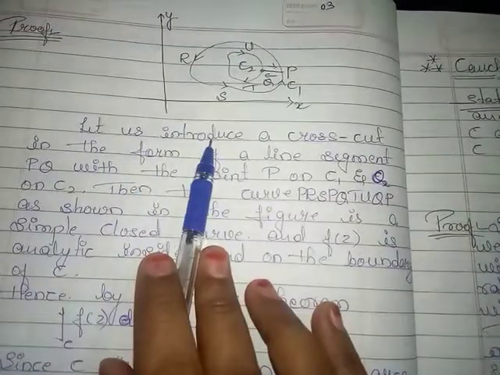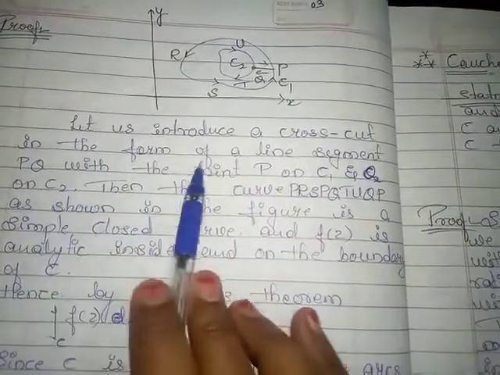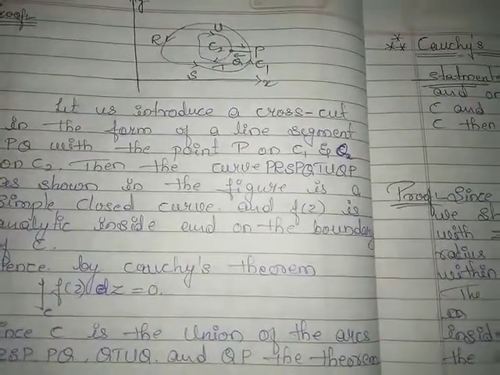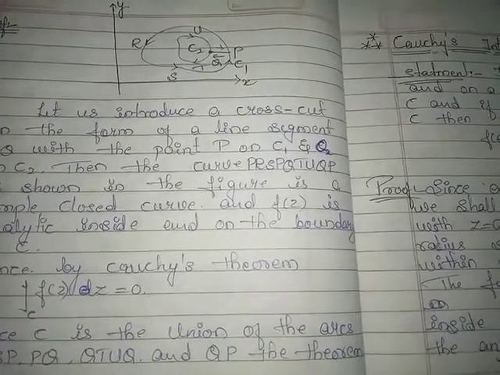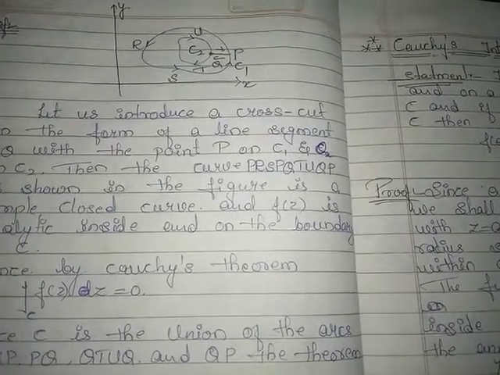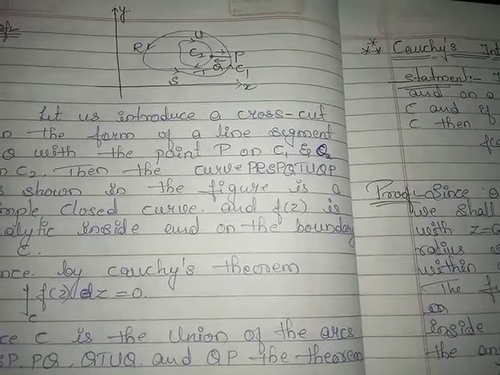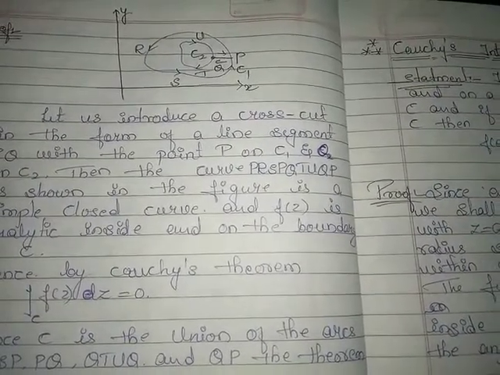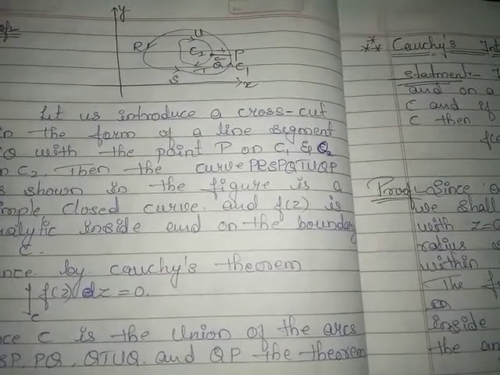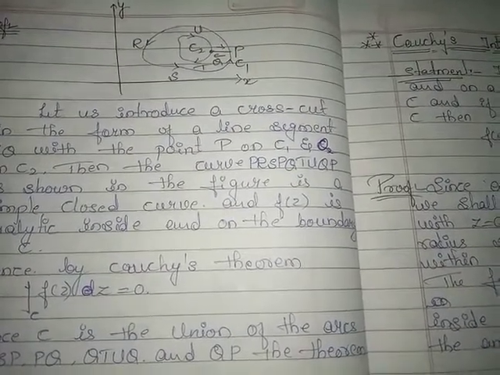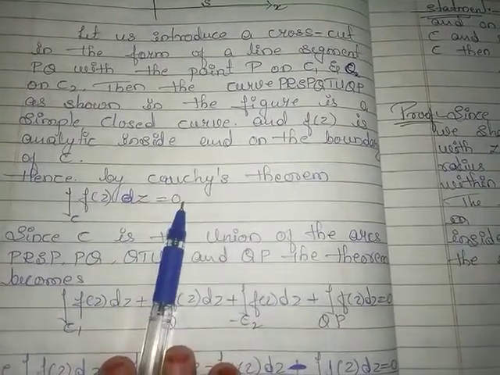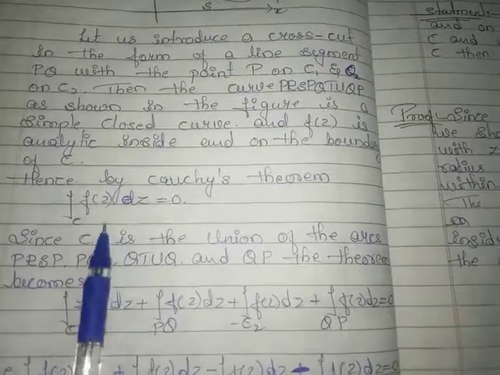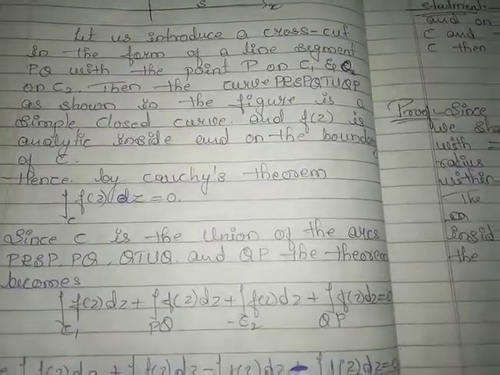Next, let us introduce a cross cut in the form of a line segment PQ with the point P on C1 and Q on C2. Then the curve PRSPQTUQP as shown in the figure is a simple closed curve and f of z is analytic inside and on the boundary of C. Hence, by Cauchy's theorem, as in the previous theorem, integration over C f of z dz is equal to 0.